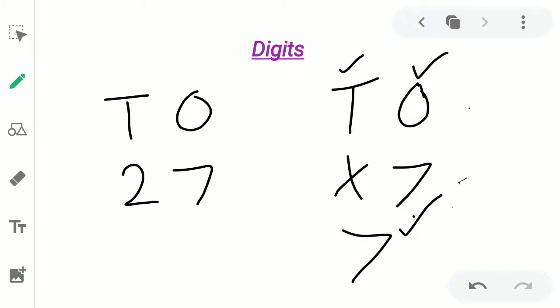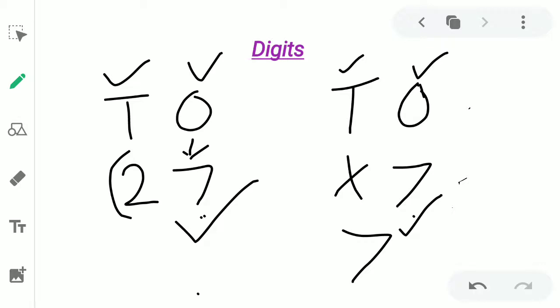But if we compare, in this number we have 27. We have 7 at the place of ones, and 2 at the place of tens. So यहाँ पे हमारे पास ones की place पे भी एक number है, and tens की place पे भी एक digit है. दोनों tens and ones दोनों की place पे number है. So we can say this is a two-digit number.